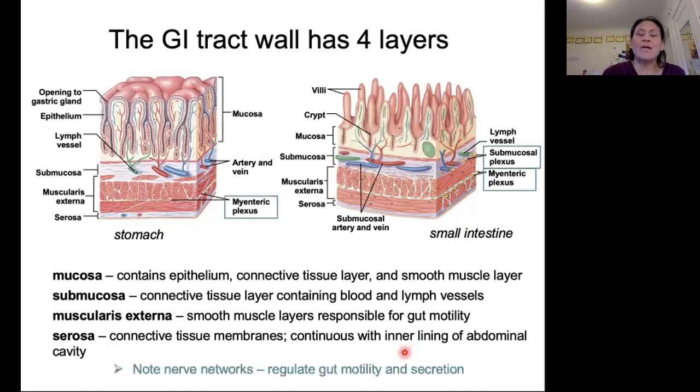Finally, I just want to point out that we have these nerve networks that I did mention before, in the muscularis externa and in the submucosa. They're called the myenteric plexus and the submucosal plexus. Don't worry about the name, but the word plexus basically means nerve network. I just want to point them out because they're going to be regulating the activities that go on in the GI tract. They're going to be sending signals telling the smooth muscle to contract or relax. They're going to be sending signals to tell the epithelial cells to secrete materials, and so on.